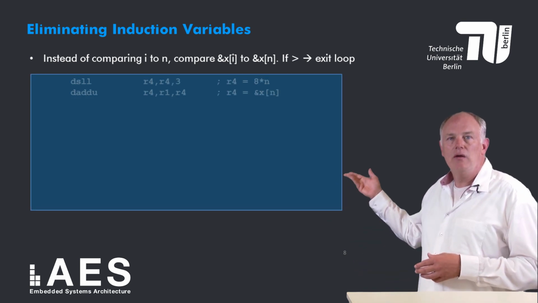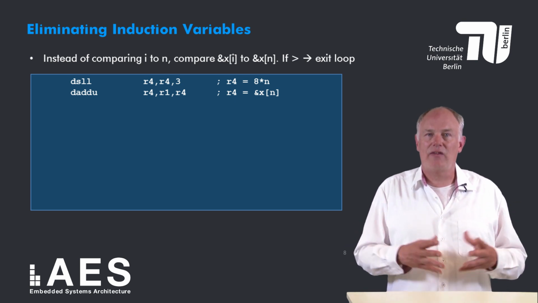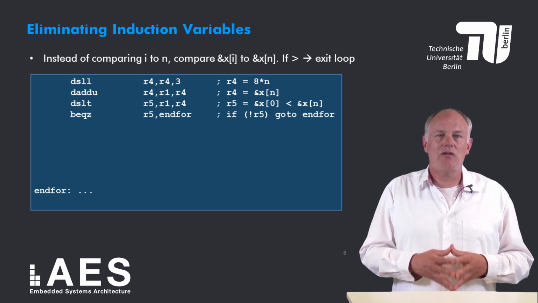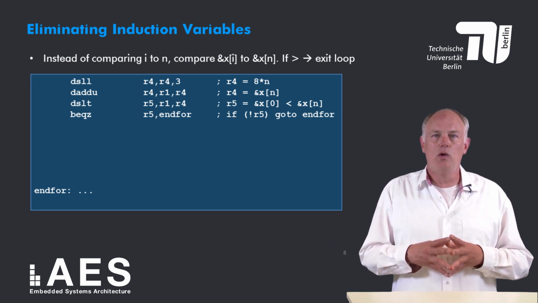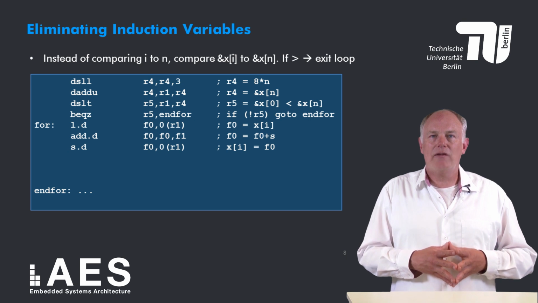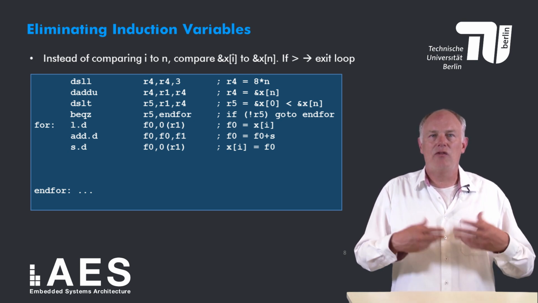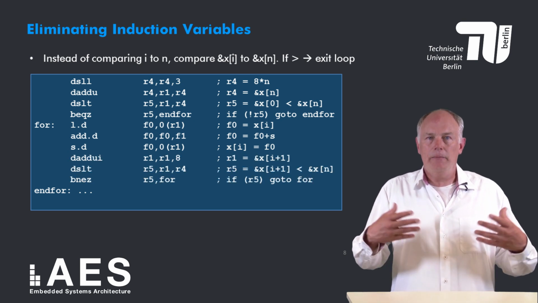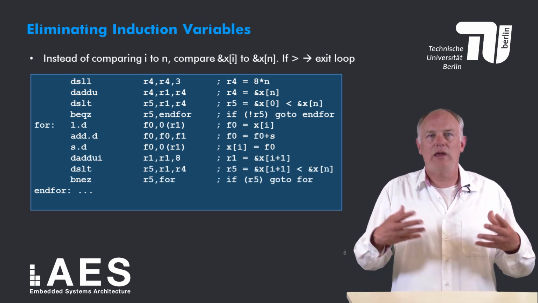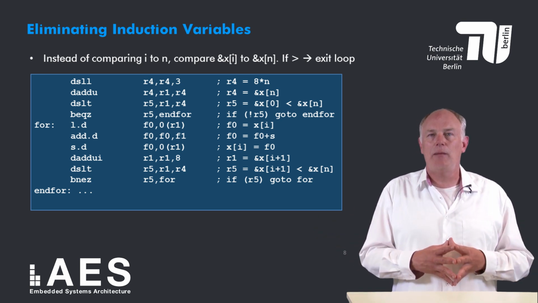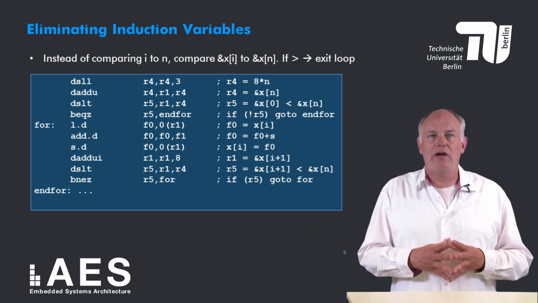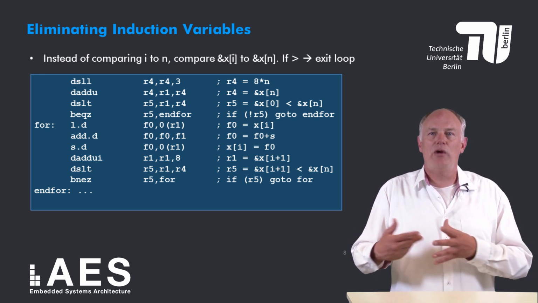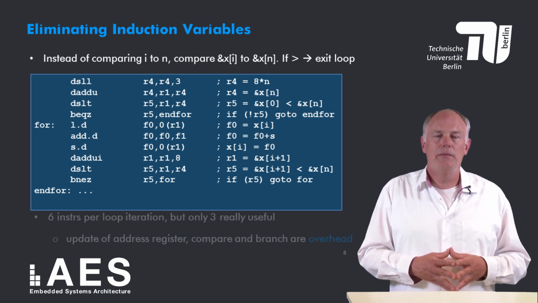Here's the code. First we compute the address of xn. If the address of x0 is larger than or equal to the address of xn, then we never enter the loop. Otherwise we load xi, add the scalar to it and store back the result to xi. Finally we add 8 to the address contained in R1 so that it now points to the next element, xi plus 1. Test if the address of xi plus 1 is less than or equal to the address of xn, and if it is, branch back to the beginning of the for loop.